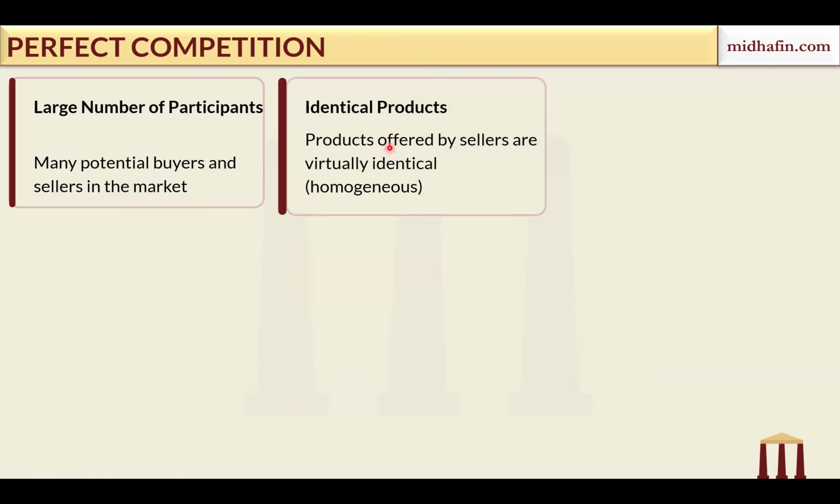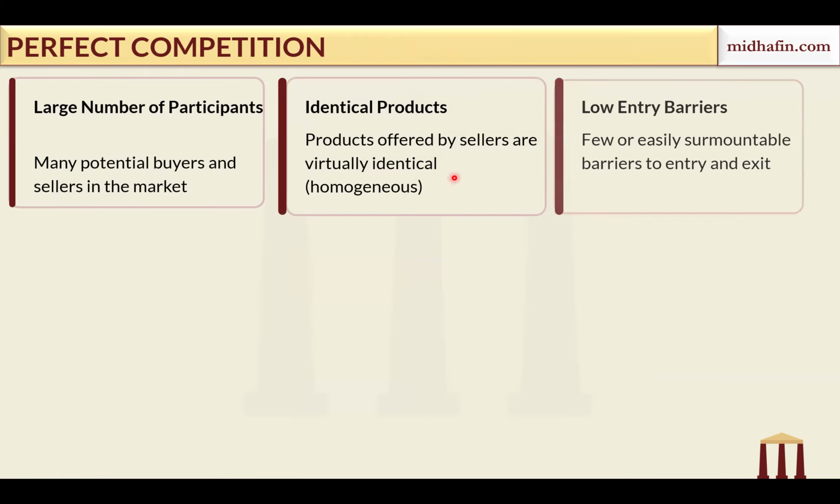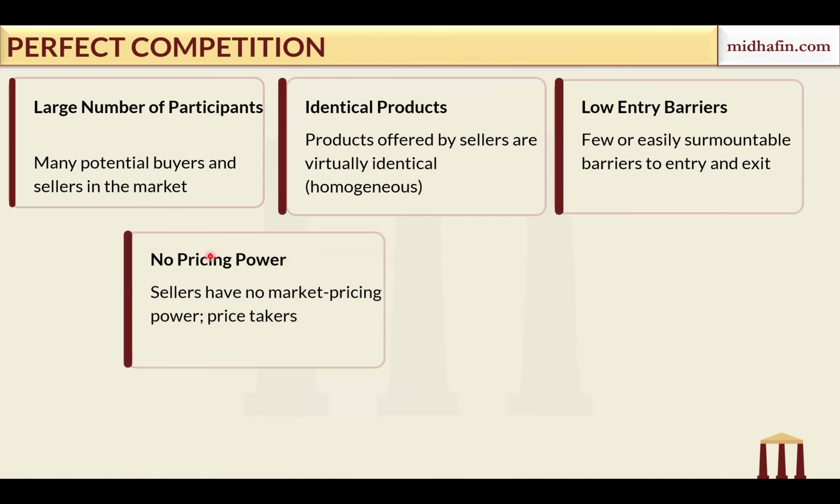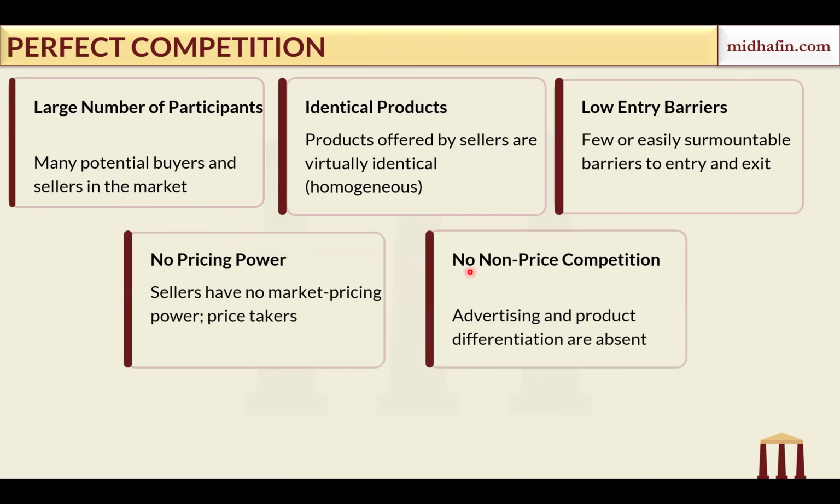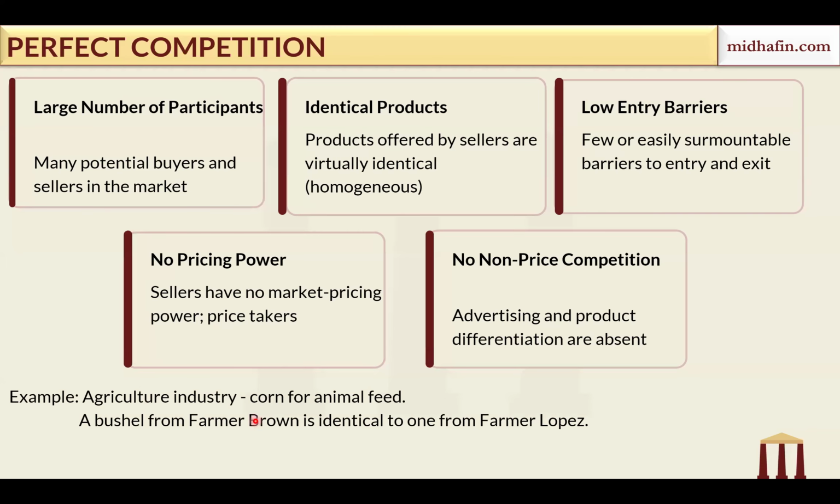Products are identical, offered by sellers are virtually identical or homogeneous, low entry barriers, no pricing power, and no non-price competition. So, for example, we discussed the agricultural industry, say corn for animal feed. A bushel from farmer Brown is identical to any bushel from another farmer, Lopez, let's say.